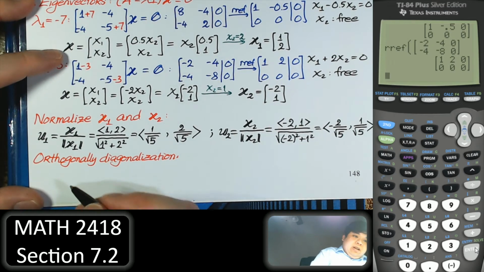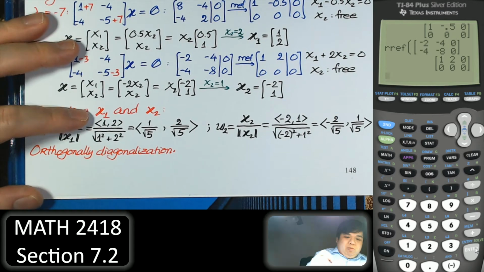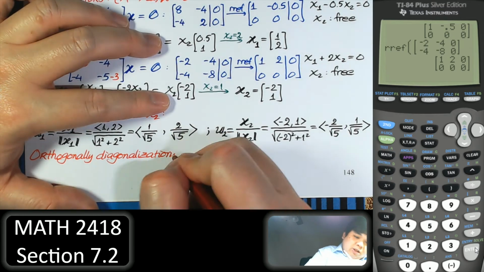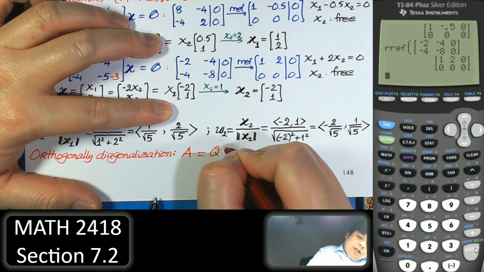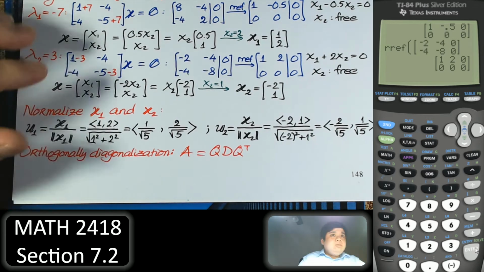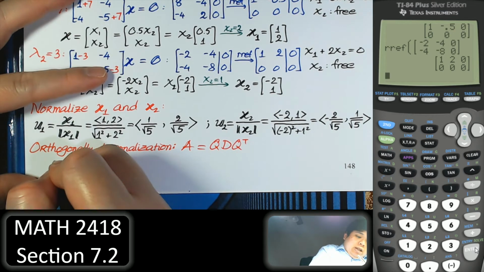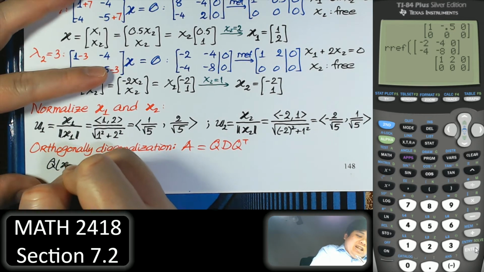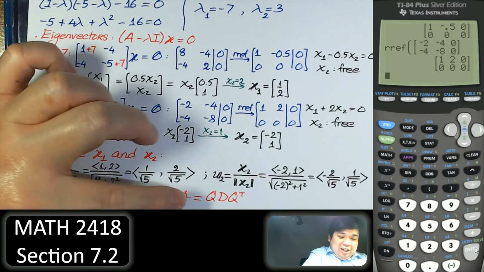So we have, now it is just simple. We're just going to say A is equal to Q D Q transpose. Right. So now we're going to write. Now we see why in this quadratic form they don't want to use the Q.